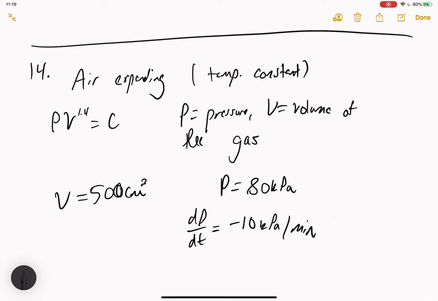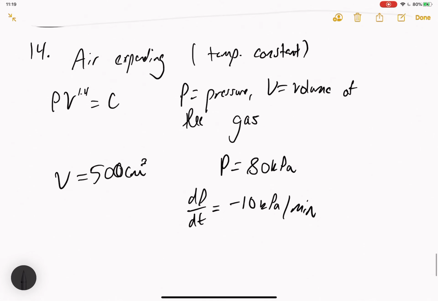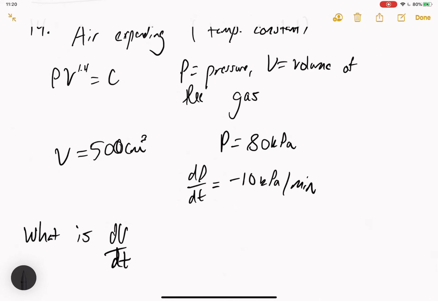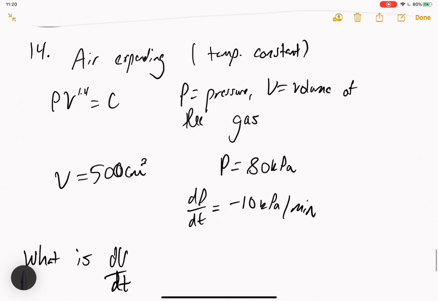All right, I read through the problem, but my brain just kind of forgot what it was doing for a second. So the question is, what is dV/dt? Basically we have air that's going to be expanding. It's not losing or gaining heat, and we know that PV^1.4 is equal to C, which is not the typical form of the equation I see. But we know that's constant, so we have this equation relating them.